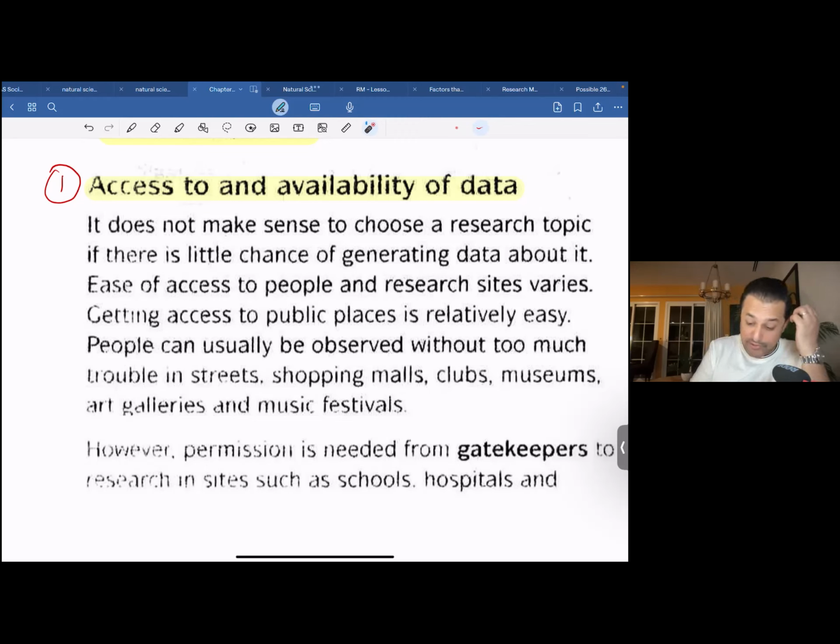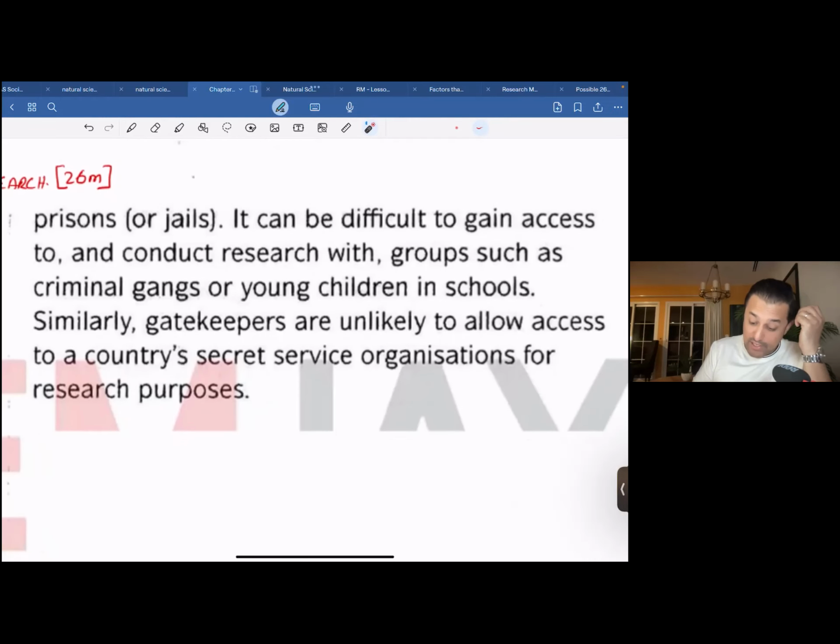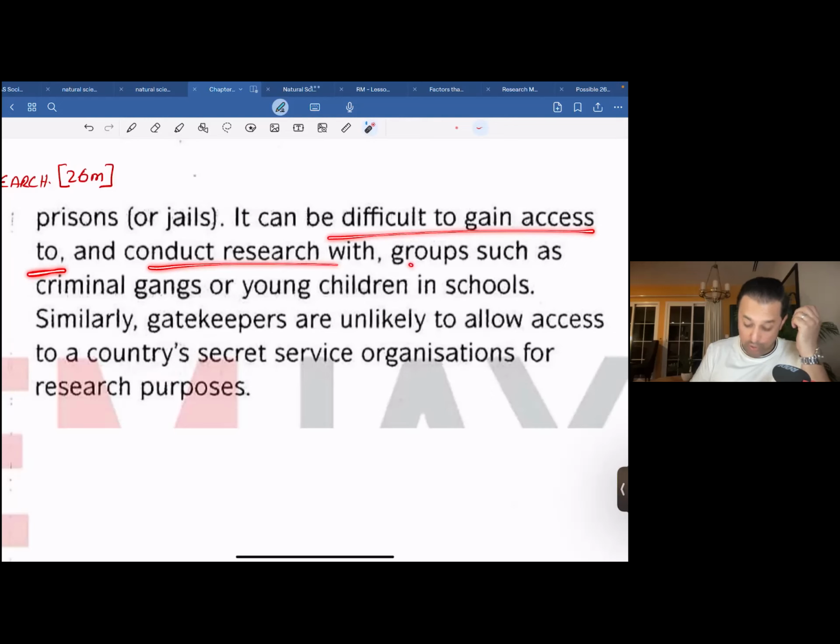However, in some cases, for instance, if you want to conduct research at any school, or at any hospital, you'd have to seek permission from gatekeepers. Over here, my dear, it's pretty important that you understand what the term gatekeepers means. A gatekeeper is an authoritative individual in a particular organization through whom you seek permission, who is actually there to give permission if you want to conduct research on that institution, right? So permission is needed from gatekeepers to research in sites such as schools, hospitals, prisons, or jails. It can be difficult to gain access to and conduct research with groups such as criminal gangs.